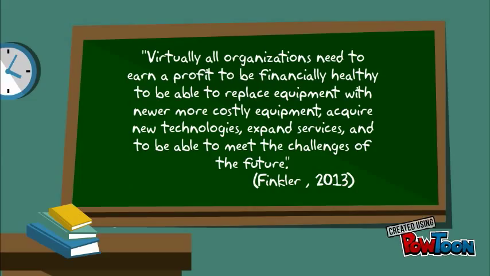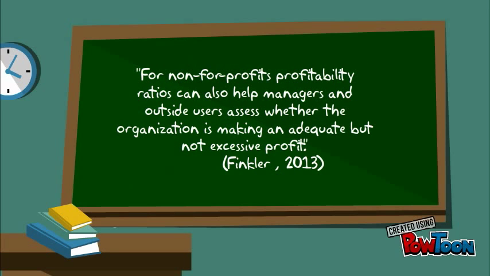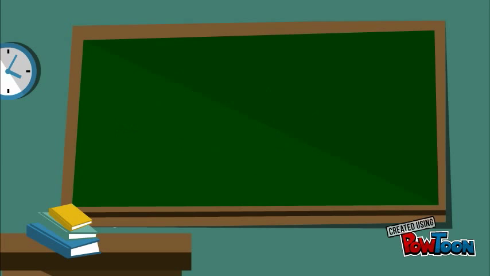The author of our textbook explains profitability in the following manner. Virtually all organizations need to earn a profit to be financially healthy, to be able to replace equipment with newer, more costly equipment, acquire new technologies, expand services, and to be able to meet the challenges of the future. For NPOs, profitability ratios can also help managers and outside users assess whether the organization is making an adequate but not excessive profit.